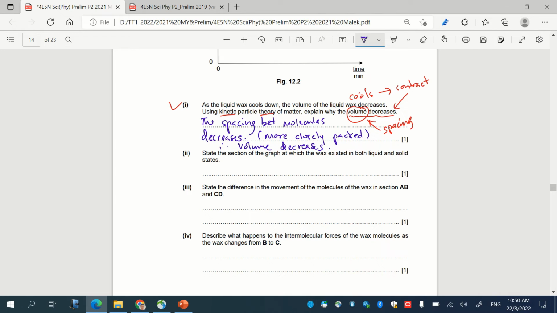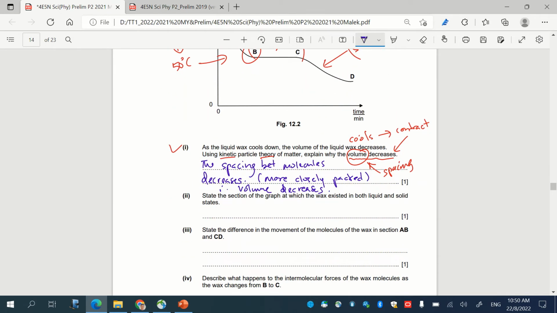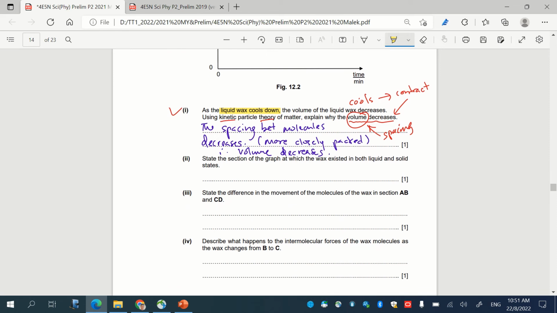Another mistake some students make was they said when the liquid changed to solid. The question didn't say the liquid changed to solid. You read the question carefully. It says as the liquid wax cools down. It didn't say when it freezes. If the question says freezes, then you say from liquid to solid. But this one is only talking about temperature cooling down. The temperature of the liquid wax decreases, so it's still in liquid state. It didn't become solid. So even in the liquid state, when the temperature drops, the spacing between the molecules decreases. That's all that you need for the 1 mark.